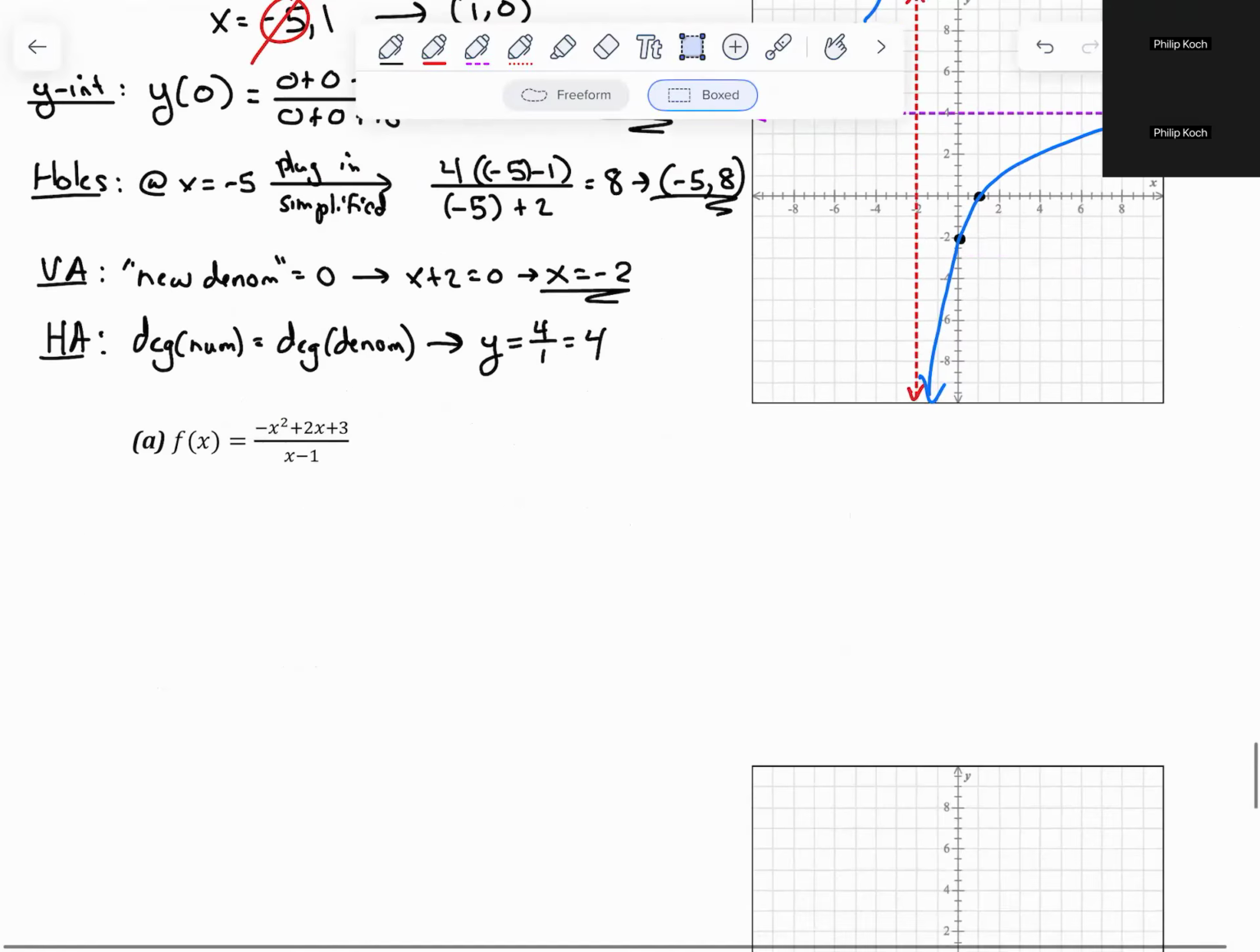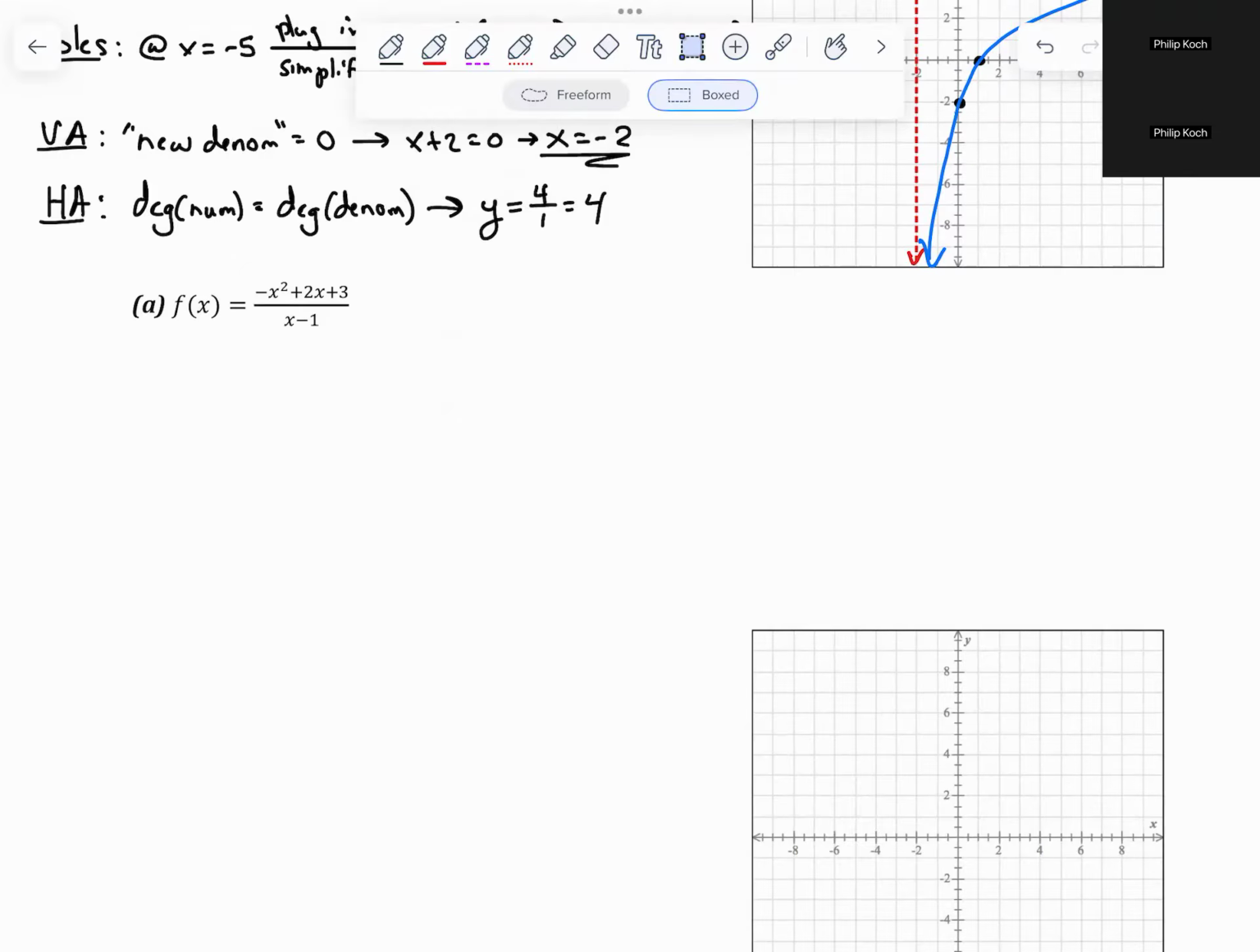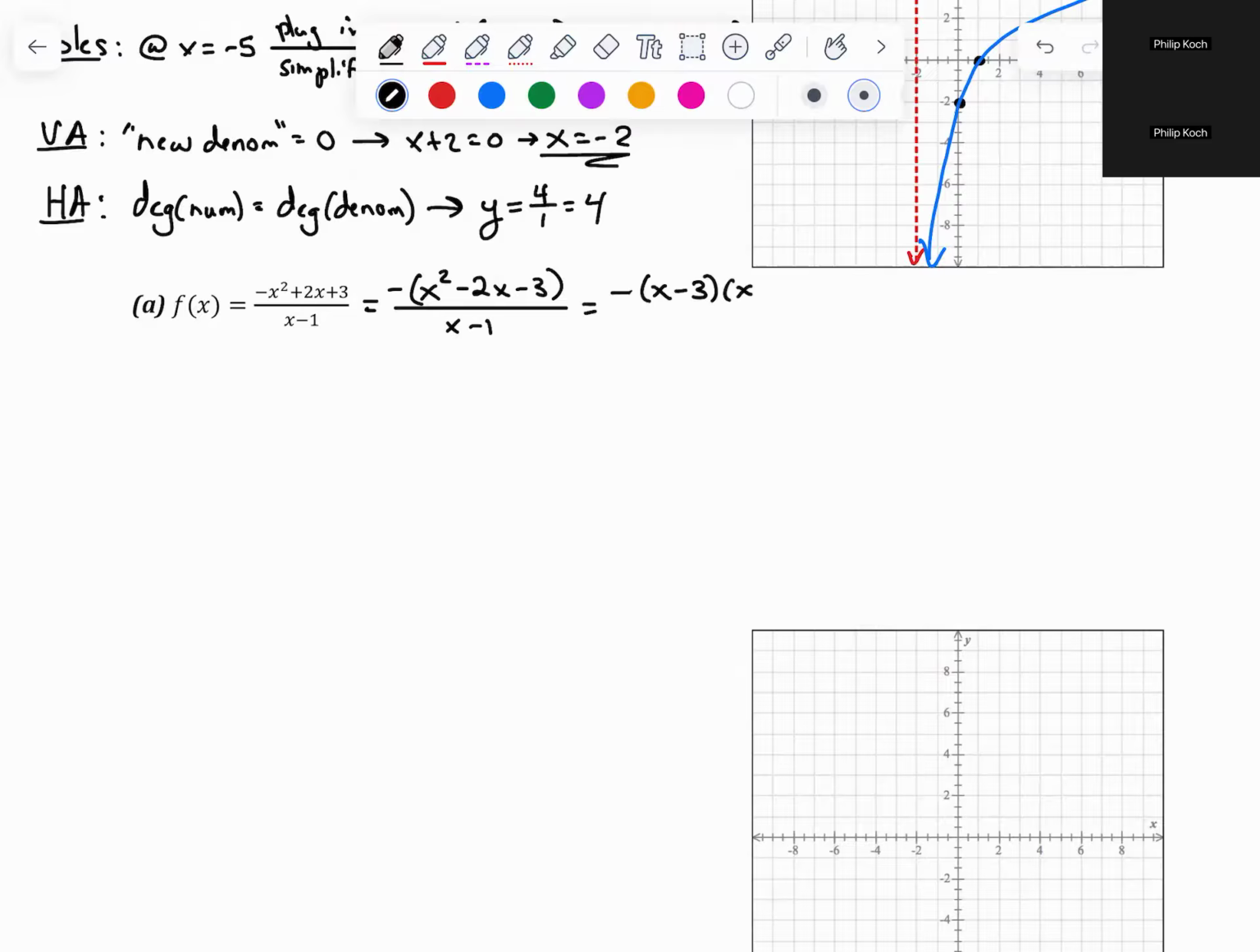Okay. The next one is negative x squared plus 2x plus 3 over x minus 1. Whenever I see my leading term being negative, I always want to factor out the -1 just to make it easier for me to factor. If you don't want to do that, you're not required to, but it really helps me out. So I'm going to factor out a negative, and then this becomes positive x squared minus 2x minus 3 over x minus 1, and that will factor nicely to x minus 3 times x plus 1 over x minus 1.